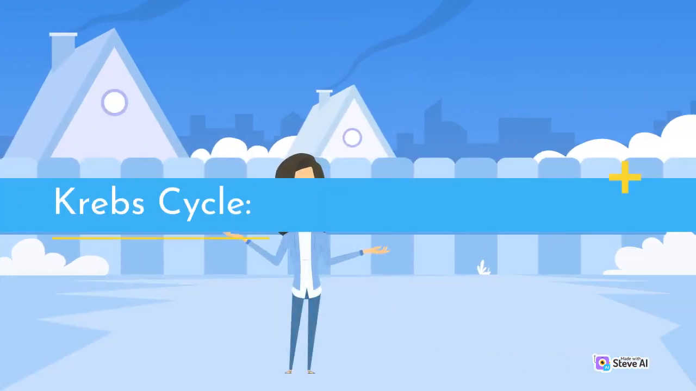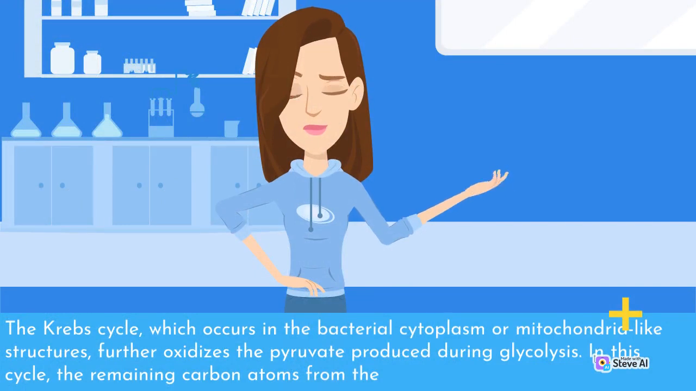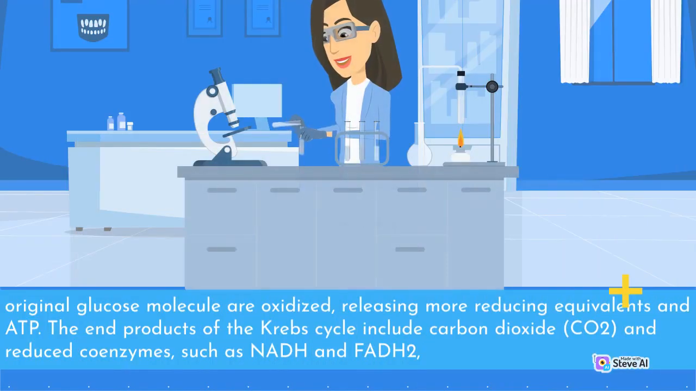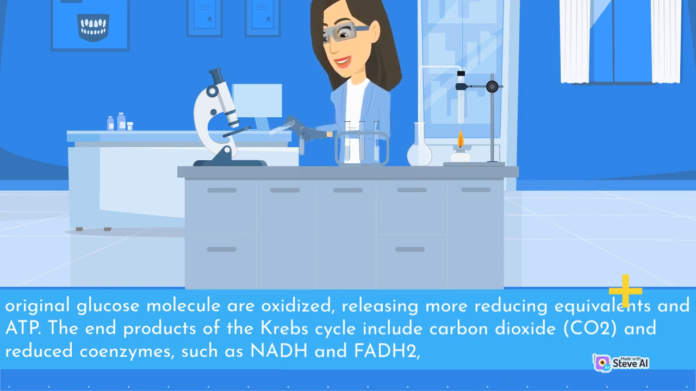Krebs cycle. The Krebs cycle, which occurs in the bacterial cytoplasm or mitochondria-like structures, further oxidizes the pyruvate produced during glycolysis. In this cycle, the remaining carbon atoms from the original glucose molecule are oxidized, releasing more reducing equivalents and ATP. The end products of the Krebs cycle include carbon dioxide, CO2, and reduced coenzymes, such as NADH and FADH2.